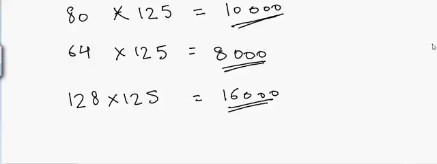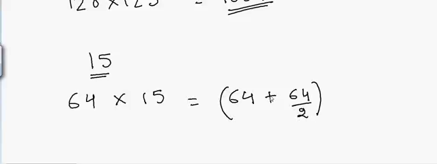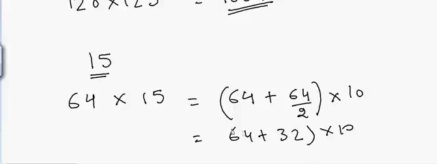Now let's go to multiplication by 15. In the case of 15, this is a little different. Suppose we have 64 and want to multiply it by 15. In this case, I will take 64 and add 64 divided by 2 to it, and then multiply by 10. So that will be equal to 64 plus 32, into 10, and that's equal to 960, right?